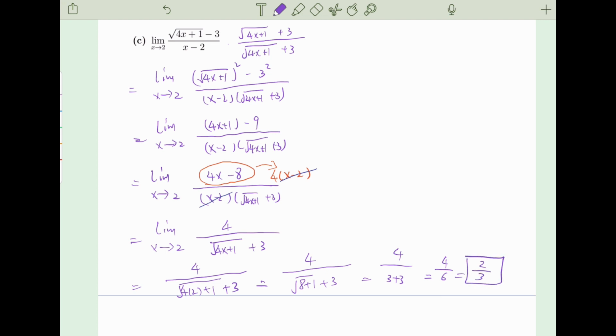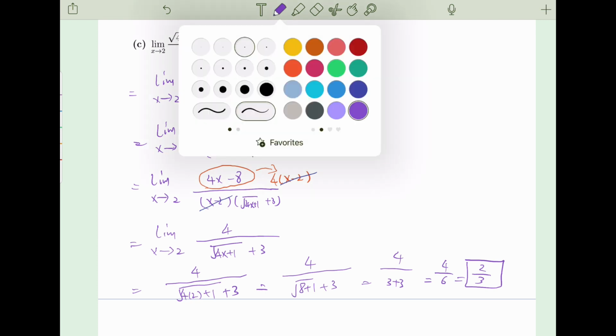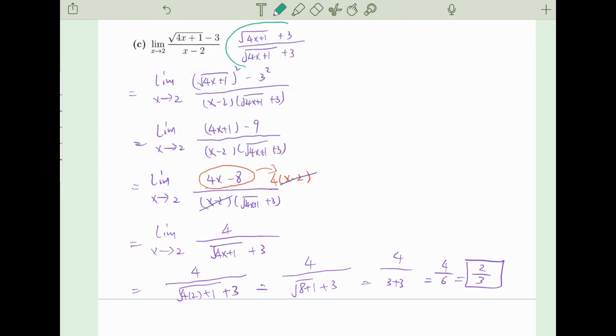Okay? So question C is the same as question B. We need to multiply something called the conjugate, which is the green circle here, in order to create the difference of squares formula to get rid of the square root. And after you cancel that square root, you can see what that 0 factor is. In this case, it's x minus 2. And after canceling them out, you can plug in as before to obtain the answer. That is question C.